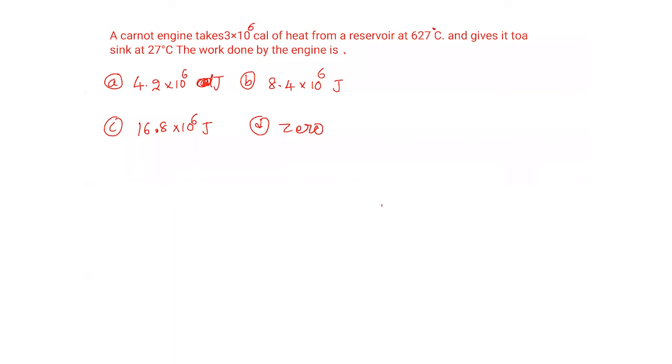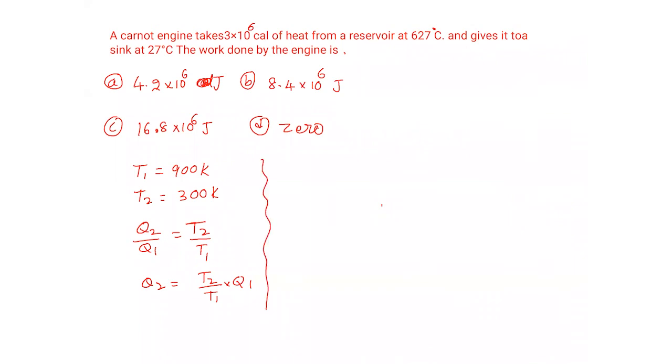So here first T1. What is the T1 value? Convert that into Kelvin scale. T1 is equal to 900 Kelvin. So T2 is equal to 300 Kelvin. In the Carnot cycle, we have this relation: Q2 by Q1 is equal to T2 by T1. Remember, this relation is valid. So Q2 is equal to T2 by T1 into Q1.